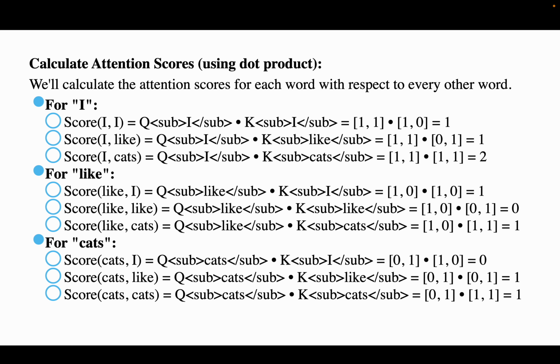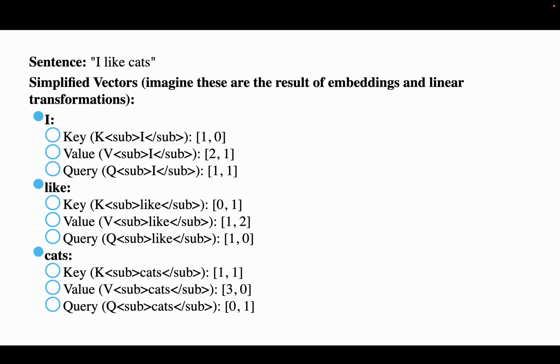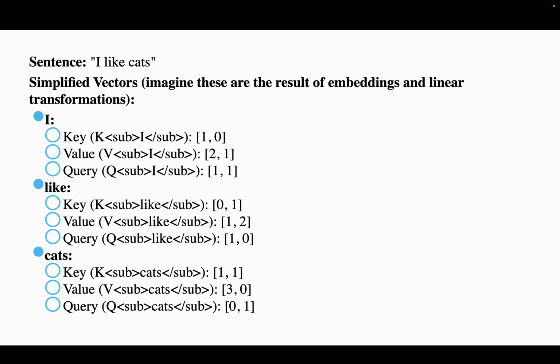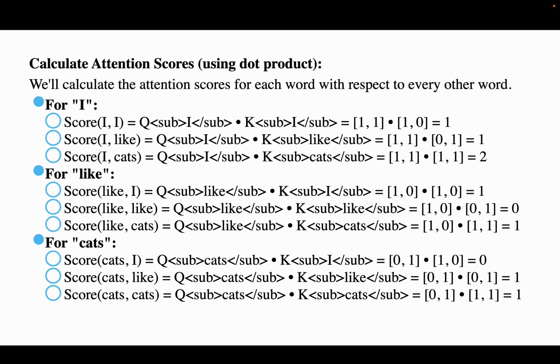Similarly, for I cats, the query of I is 1 1. So 1 1 is here in the calculation. Then the key of cats, the key of cat is what? Key of cat is the first line of the cat, you can see 1 comma 1. So we have calculated. Similarly for like: query of like and key of I, fine. Then similarly query of like and key of like, query of like and key of cats.